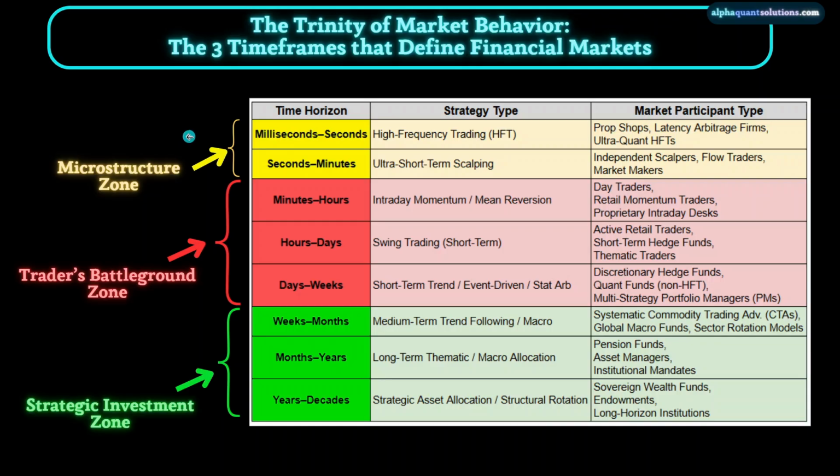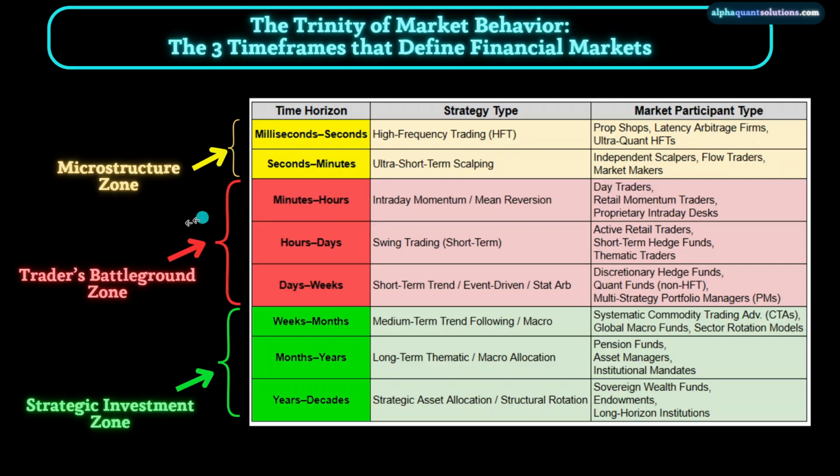So, for the first time frame, shown here in yellow, we would like to identify it as stretching from milliseconds to a couple of minutes in terms of time horizon. And we call it here the microstructure zone because basically here it's all about order book dynamics, market liquidity, latency and speed, precision, and also high performance hardware and IT infrastructure.